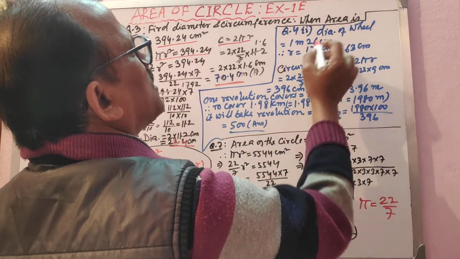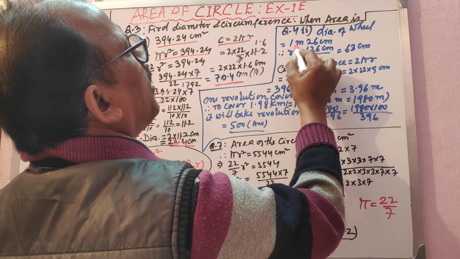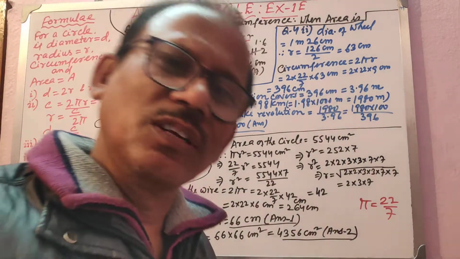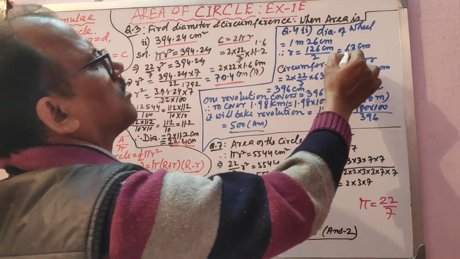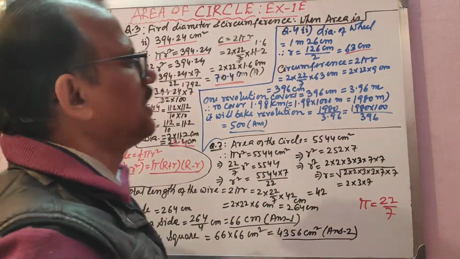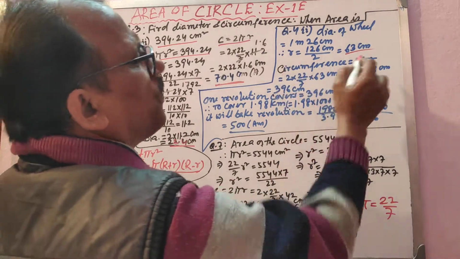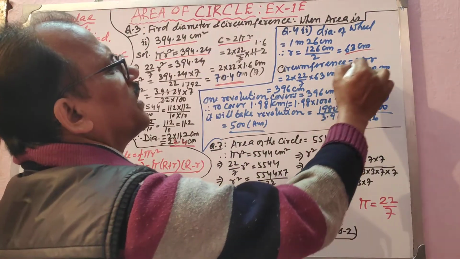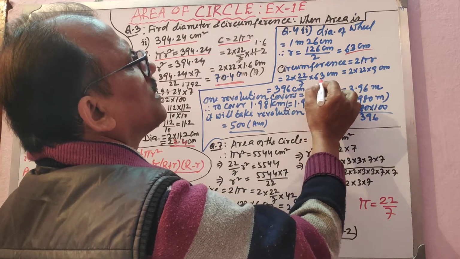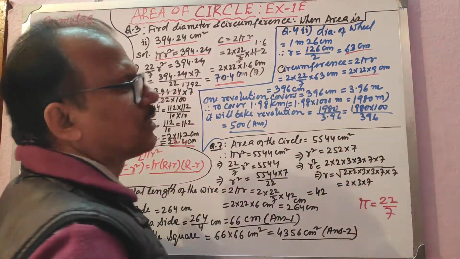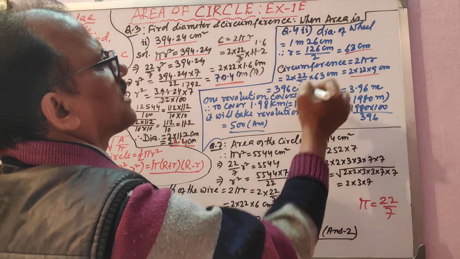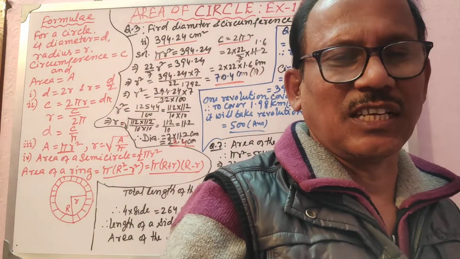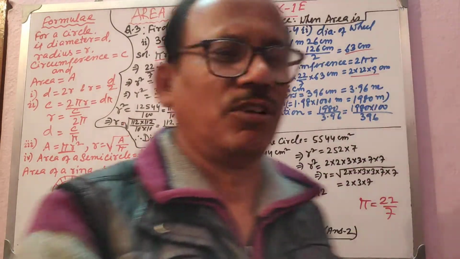Diameter of the wheel is this. So radius will be 126 centimeter by 2, because 1 meter 26 centimeter is 126 centimeter. So divided by 2, that is 63 centimeter. That is the radius of the wheel. So circumference, because one revolution is its circumference, is 2 pi r. 2 into 22 by 7 into 63, which will become 2 into 22 into 9 centimeter, because 7 9s are 63. So 396 centimeter. The wheel covers 396 centimeter in one revolution.